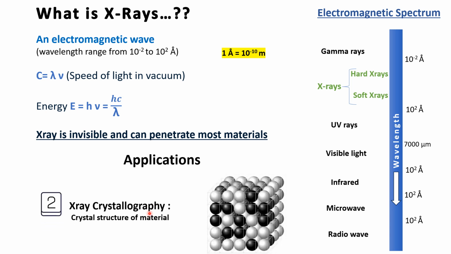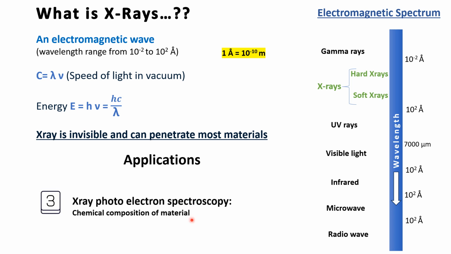Then another application is X-ray crystallography. As we know, crystalline materials have a periodic arrangement of atoms. This arrangement of atoms we call crystal structure. This crystal structure of a material can be analyzed by X-ray crystallography. Another application is X-ray photoelectron spectroscopy. Here, the chemical composition of a material can be analyzed, like which elements are present and how much amount, we can analyze by this method.